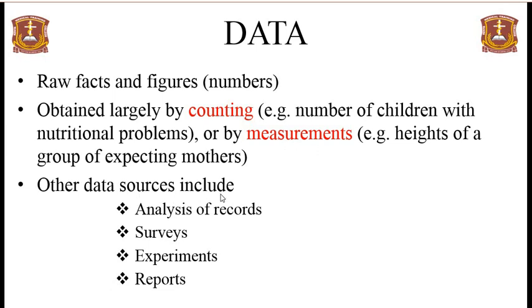Now, other data sources include analysis of records, surveys, experiments, reports like what we have from health organizations. Okay, and records may be pre-existing records or what we call secondary records, which had been collected earlier or taken during health processes.